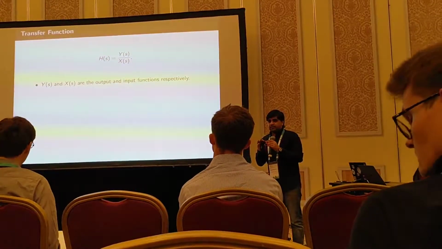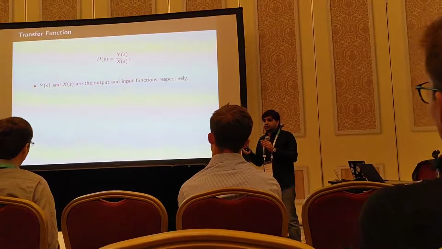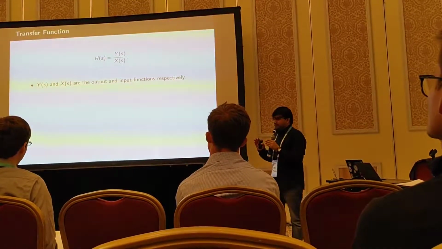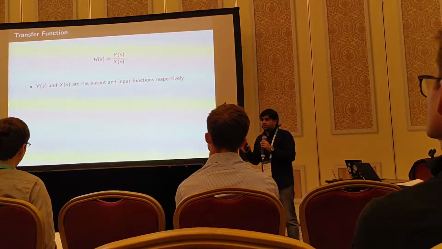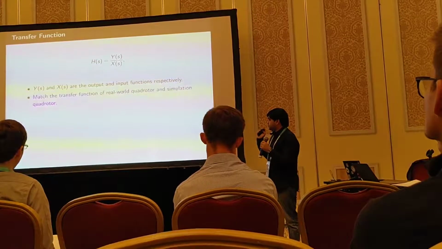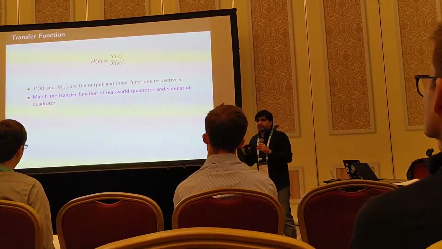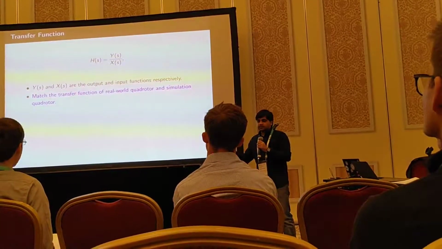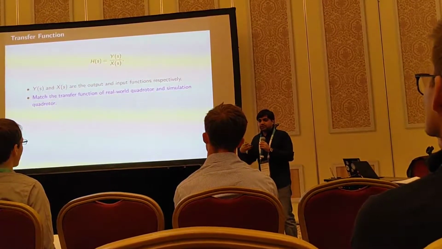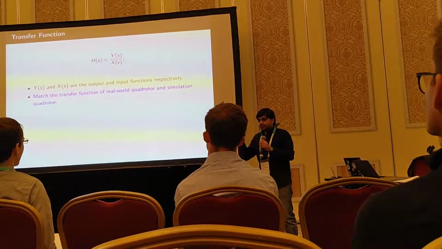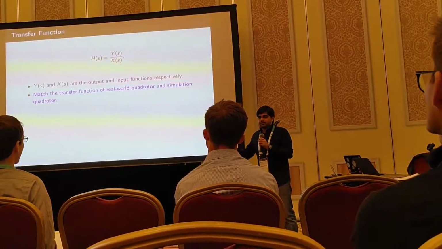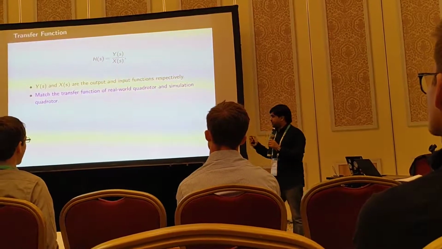Now, if we want to match the simulation model with the real world quadrotor, what we do is we try to match the transfer function of both the models. The transfer function is nothing but the ratio of the output to the input. So if we are able to match the transfer function of the real world and simulated quadcopter, then the controller learned from the data generated in simulation is sufficient to be implemented on the real world quadcopter, because they are behaving in a similar manner.